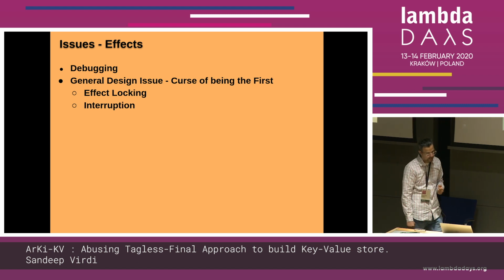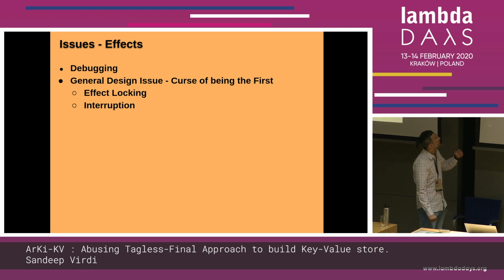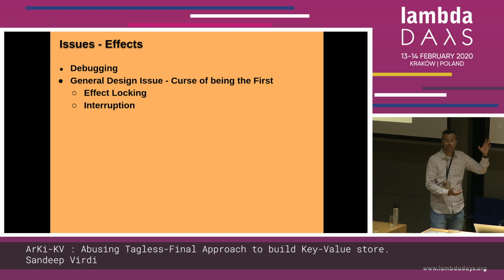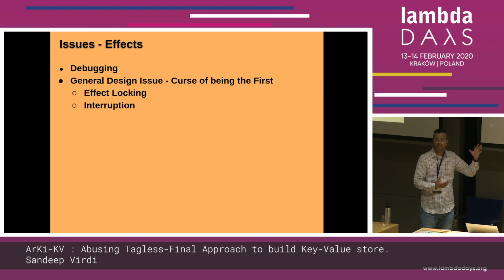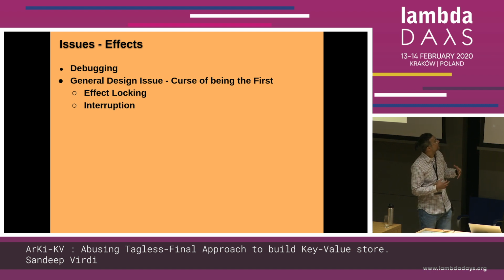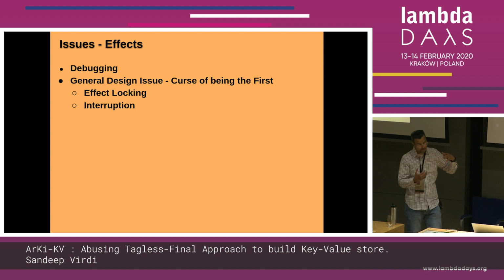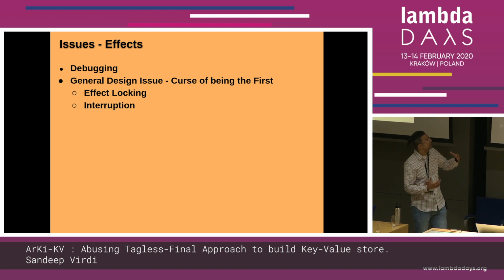General design issues: there are a few. I say this is the curse of the first. Cats Effect was effectively the first IO effect type library on the JVM. Once it was released, there were a lot of consumers, so they have to be very cognizant of not breaking their APIs. There are a few issues that are present in the current implementation.